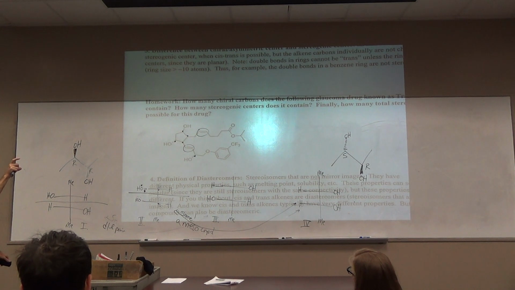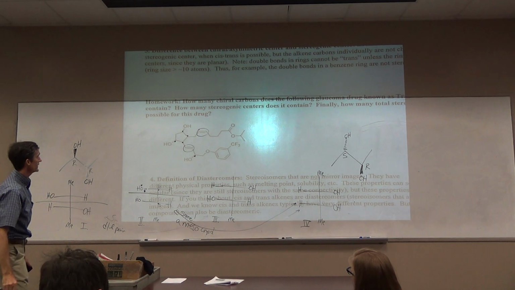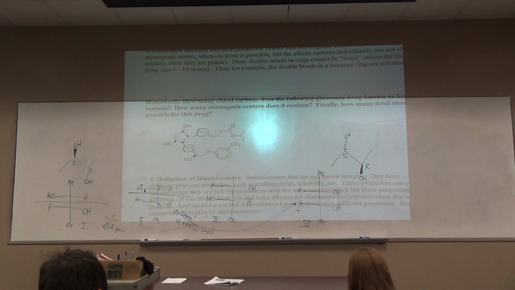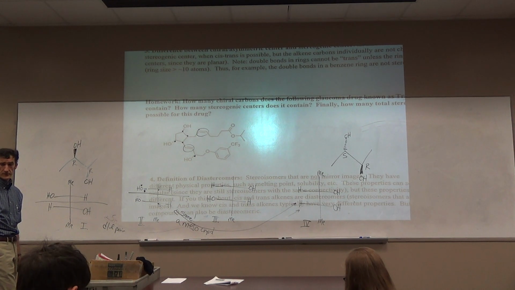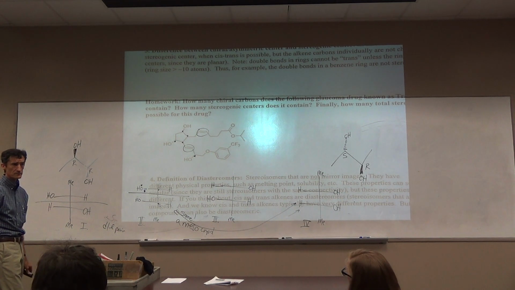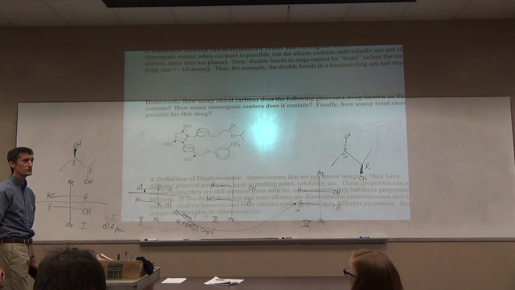So we got 2 additional stereogenic centers or sites in those 2 alkenes. So 5, now we have 7 stereogenic centers. How many total stereoisomers possible for this drug? 30? 32? No, it's not 2 to the 5, it's 2 to the 7. N is number of stereogenic sites, that's 7. 2 to the 7 is, what is 2 to the 7? I didn't memorize that one in my math class. 128? I'll trust you.